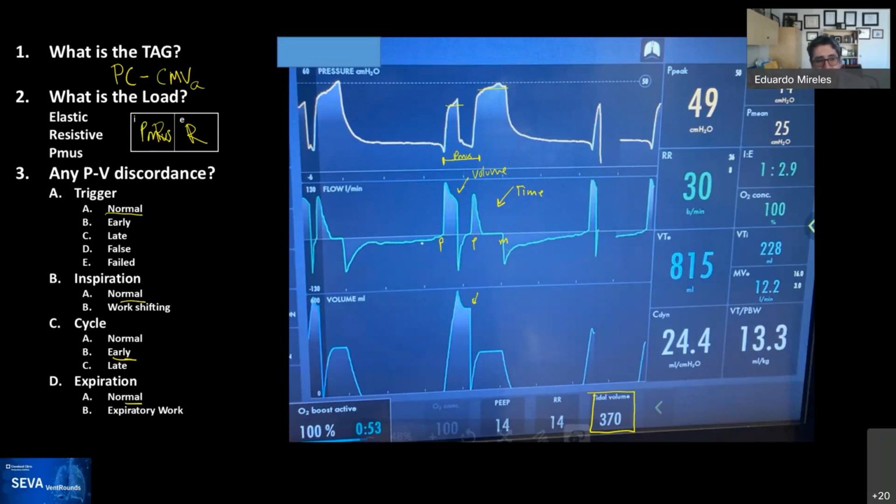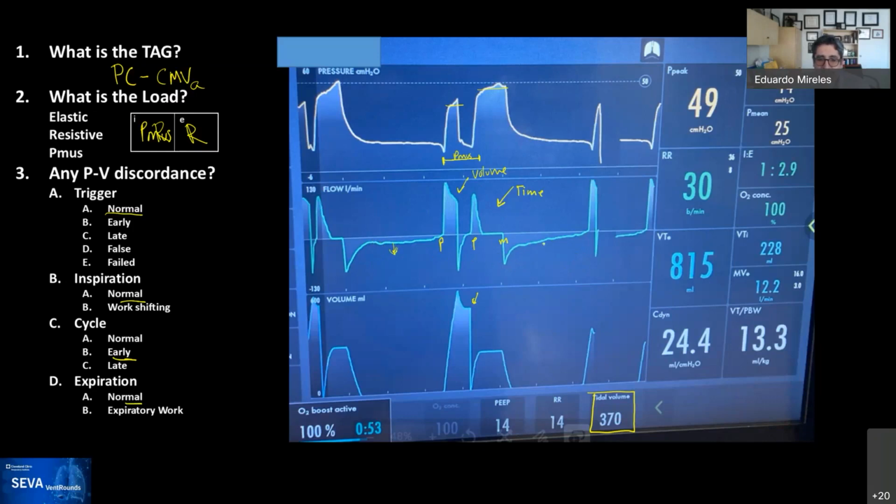And then during exhalation, there are some hints here that make me think there could be resistance, but I think that there is PMOS, and it's the fact that he exhaled, and then you see this increase in flow afterwards. You see how it went down and then it comes up, which means that there is active exhalation from this individual.